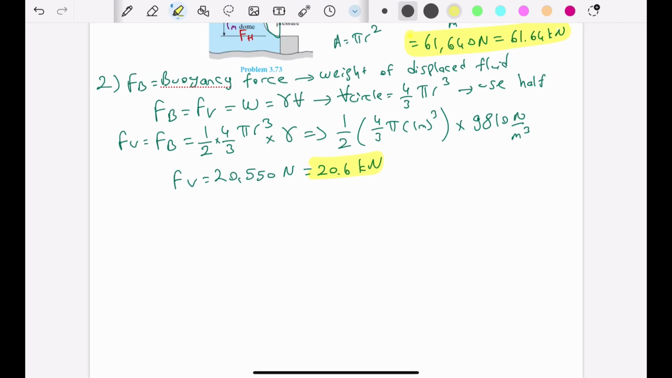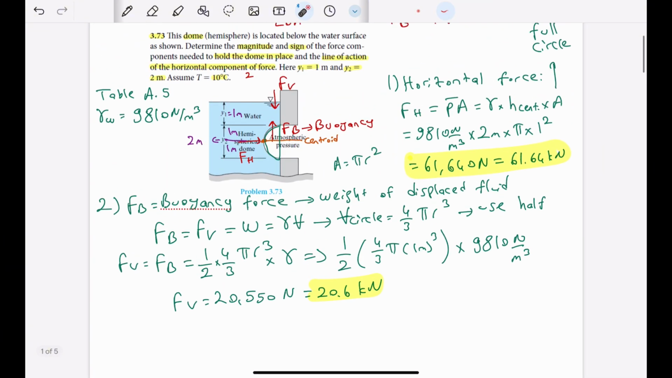So let me summarize what we did here. Since the question said we need to hold the dome in place, we need to have all vertical forces, I mean, all opposite forces, equal to each other. So we will have a buoyancy force and we will have vertical force. Since we have upward buoyancy force and we have weight of this dome, they should be equal to each other so that we can balance the upward force with this downward force.